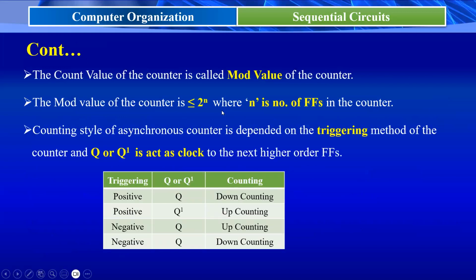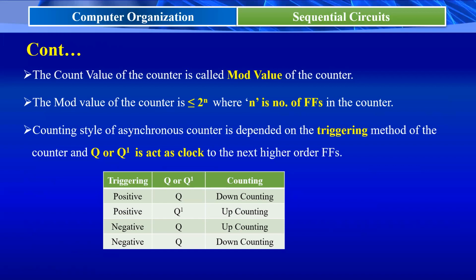The count value of the counter is called the mod value of the counter. We know this: the mod value of the counter is less than or equal to 2 power n, where n is the number of flip-flops present in the counter. If the mod value is less than 2 power n, we call such counters truncated counters. I already mentioned this point in synchronous counters also. In this case also, you may have truncated asynchronous counters, and the other type is normal asynchronous counters, for which the total count value is 2 power n.